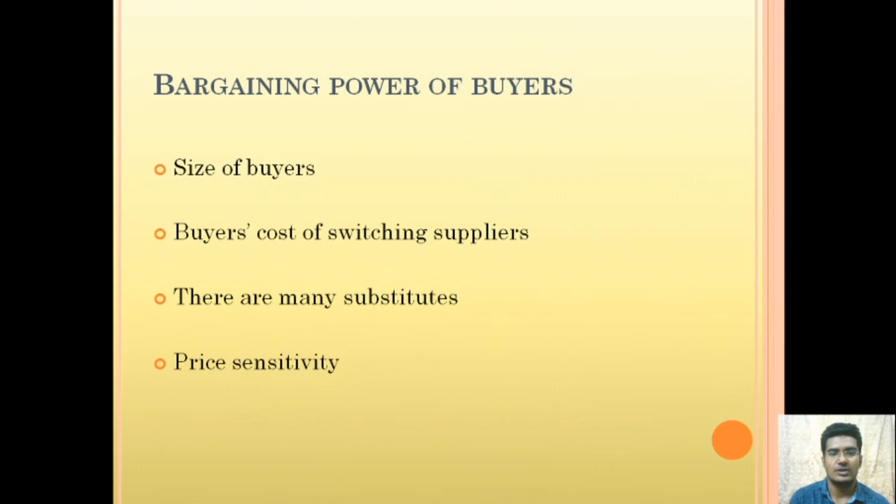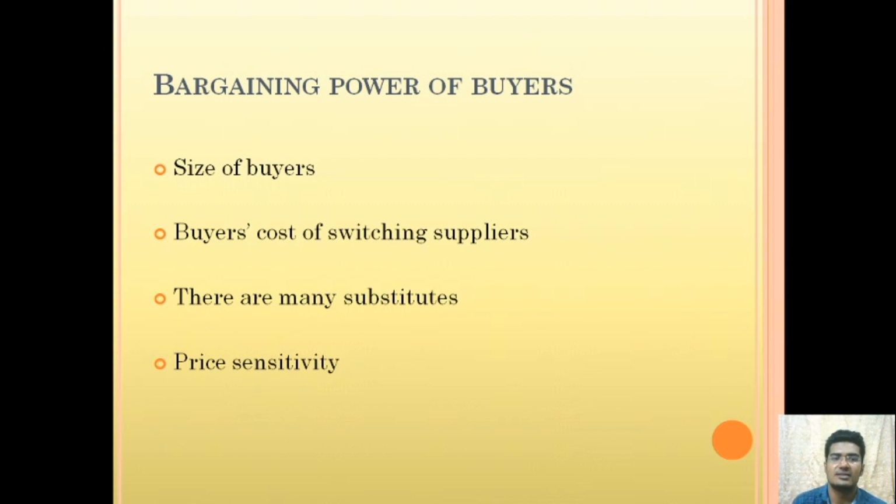And next Porter's force is bargaining power of buyers. Now first point is size of buyers. For example, if a company has a huge number of customers for a product it manufactures, and because of a small fluctuation in price, for example a small hike in price, they are going to lose a huge number of customers because there are a lot of substitute products, now the power moves to the buyers. Now the company has to stick to the price at which the customer previously purchased their product.